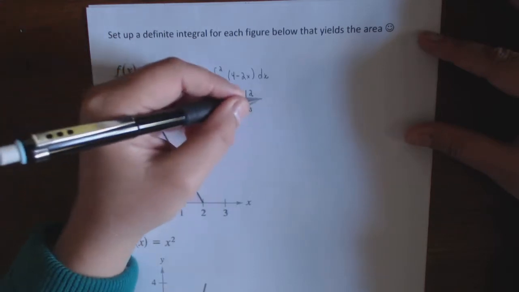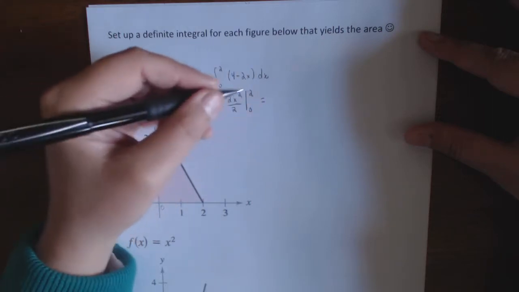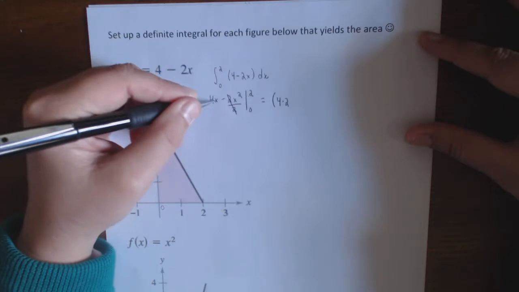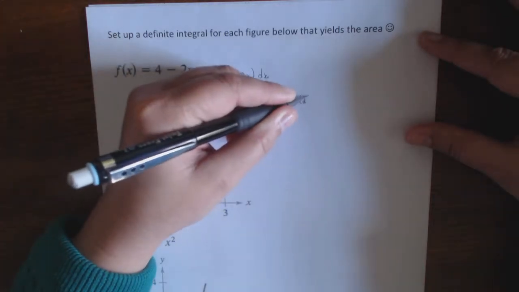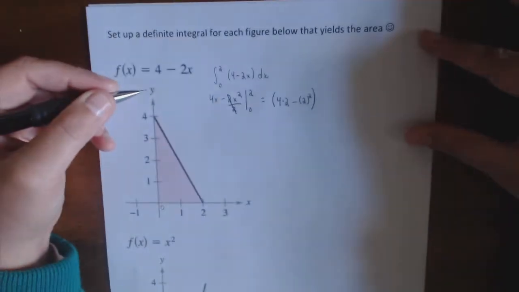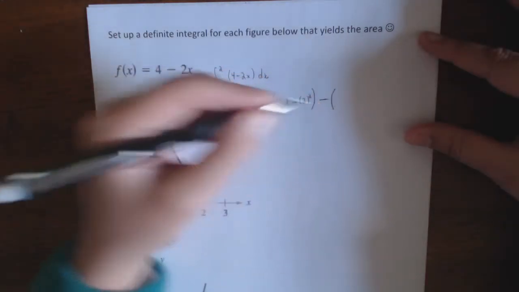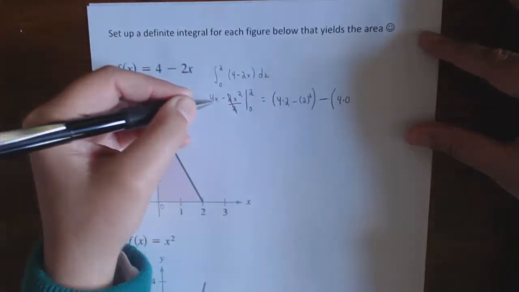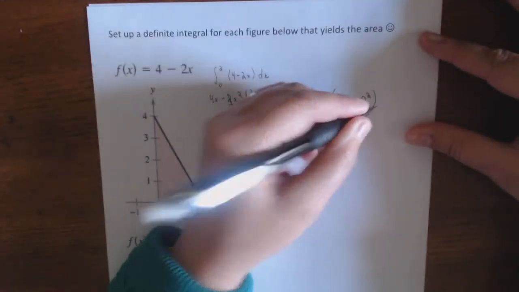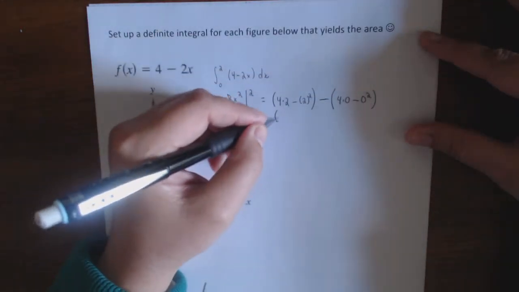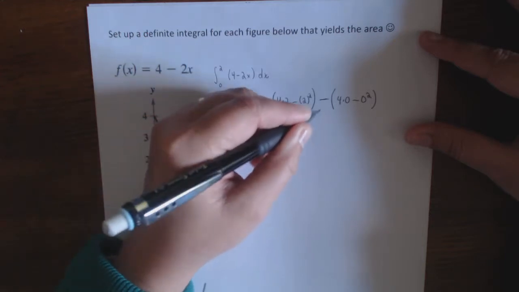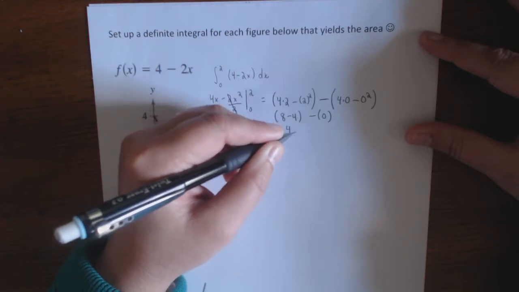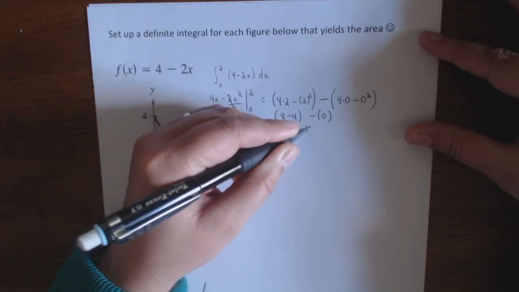And so that means you're going to plug 2 in. So that'd be 4 times 2 minus 2 squared. And then you're going to subtract 4 times 0 minus 0 squared. So that's going to give you 8 minus 4 minus 0, which is going to give you 4 minus 0, or 4 units squared.